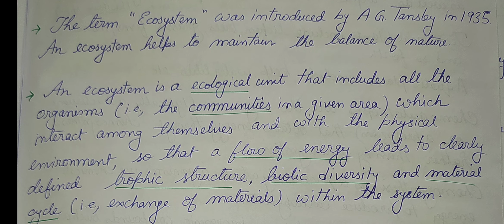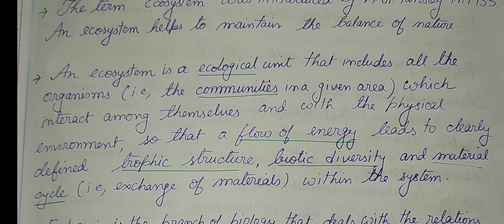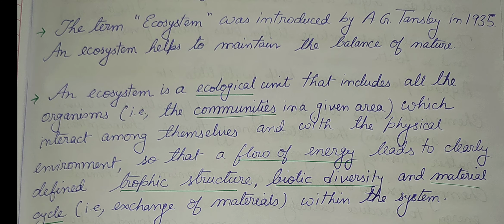Ecosystem is the ecological unit that includes all the organisms, like the communities in a given area, all the biotic communities and the abiotic communities, which interact among themselves and also with the physical environment, so that a flow of energy leads to clearly defined trophic structure, biotic diversity and material cycle within the system. So it has quite numerous terms which are uncommon to us.